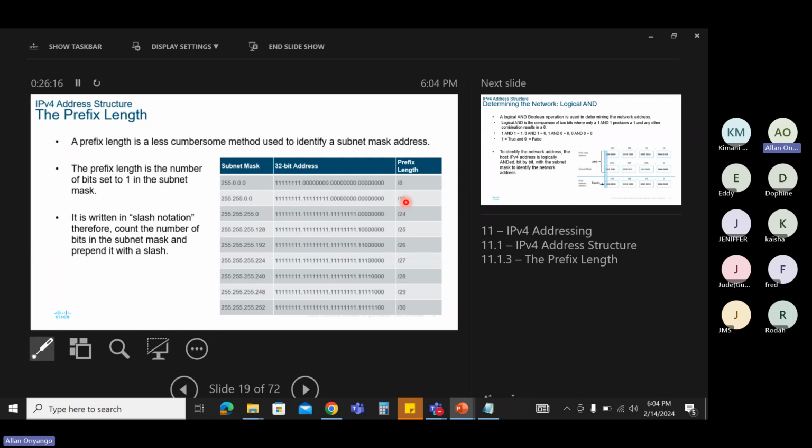For example, let me test you here a bit. I want you to find that for me. Slash 23, what is the subnet mask in decimal? In pen and paper, and there's a lot of writing.